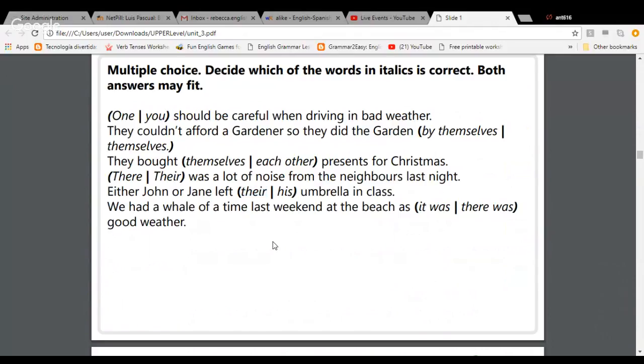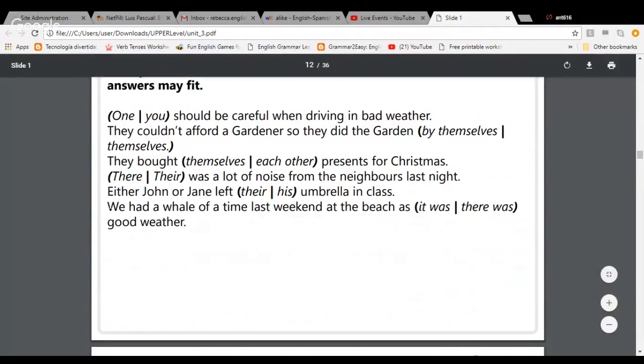All right, so read the last one for us, please. We had a whale of a time last weekend at the beach as it was good weather. As it was good weather. Okay, I agree. And so we have to talk about some other things in this sentence, don't we? We had a whale of a time.